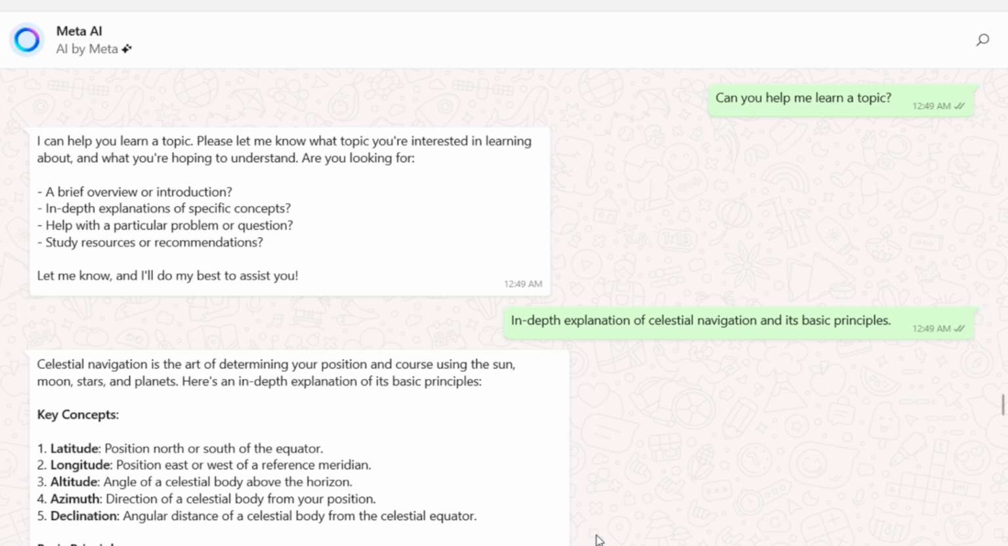Meta AI learns and admits from me, Flat Arthur, that the Earth is a flat horizontal plane and not an oblate spheroid. So I, that is Flat Arthur, ask Meta AI, can you help me learn a topic?